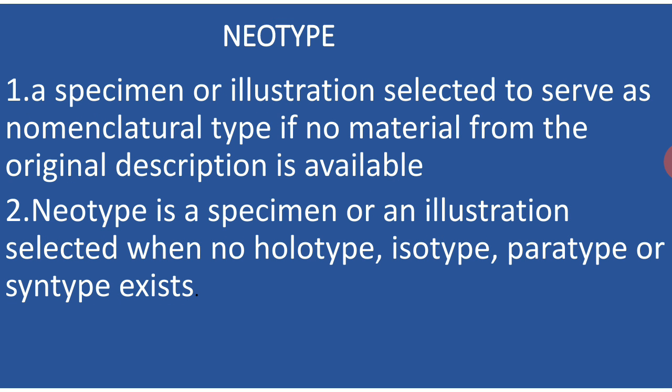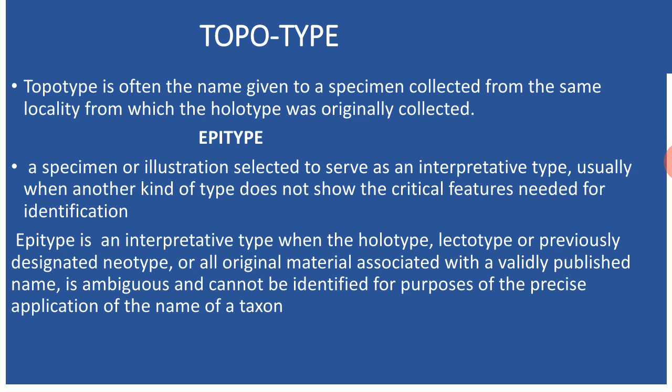Neotype, a specimen or illustration selected to serve as the nomenclature type if no material from the original description is available. Neotype is a specimen or illustration selected when no holotype, isotype, paratype or syntype exists. So this is the neotype, meaning new. Topotype and epitype. Topotype is often a name given to a specimen collected from the same locality from which the holotype was originally collected. And epitype is the interpretative type.